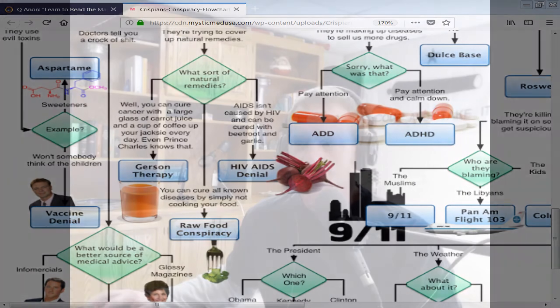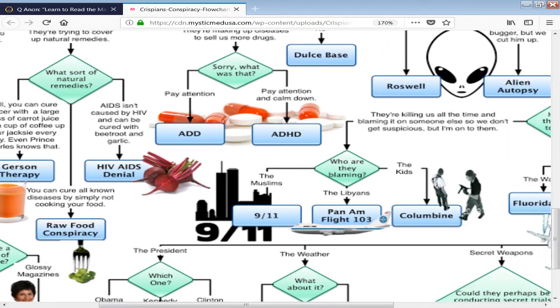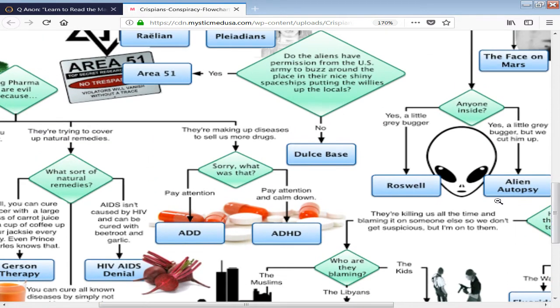Obviously, when you cook food in a microwave, and we talked about this, you're literally agitating the molecules in there and creating friction, thus creating the heat. So anyways, let's go up here to the final one, the big pharma. They're making up diseases so they can sell us drugs. Sorry, what was that? Pay attention.